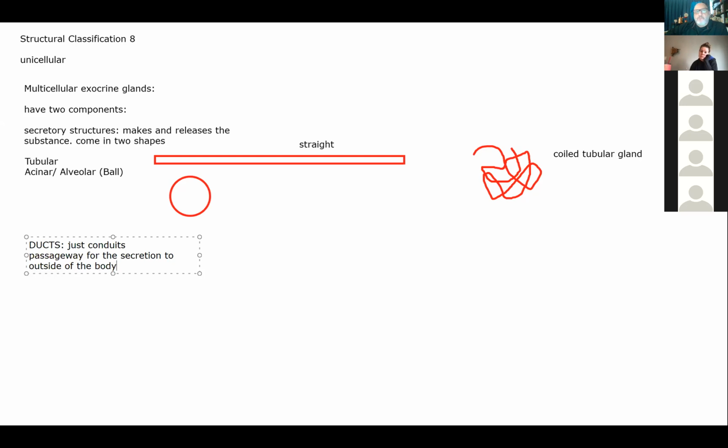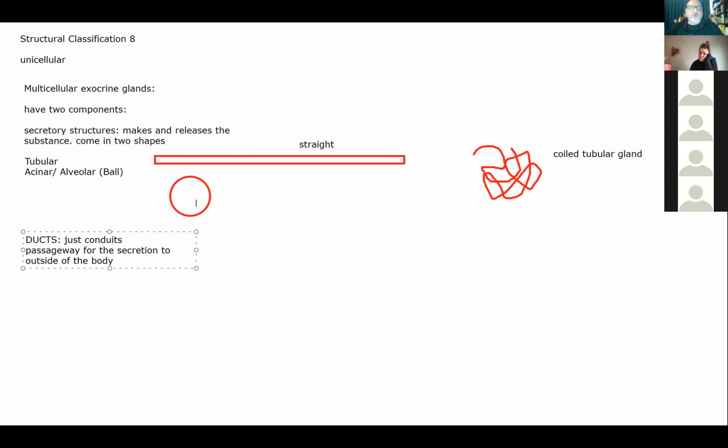So all multicellular exocrine glands are made up of secretory structures and ducts. So we put these together. You can have one of two secretory structures, tubular or alveolar or acinar. And we identify these glands by the number of ducts and the number of secretory structures.